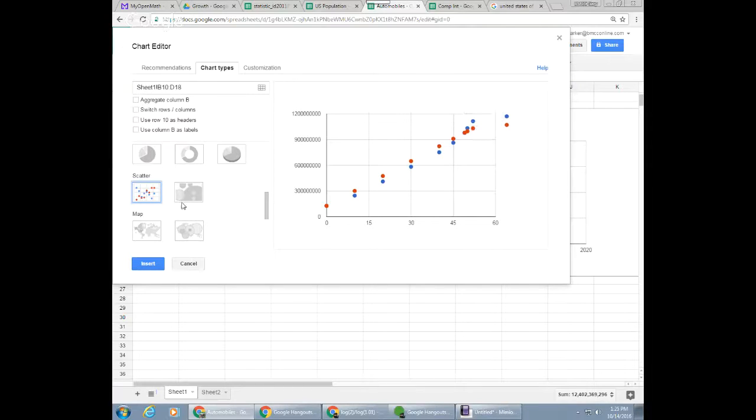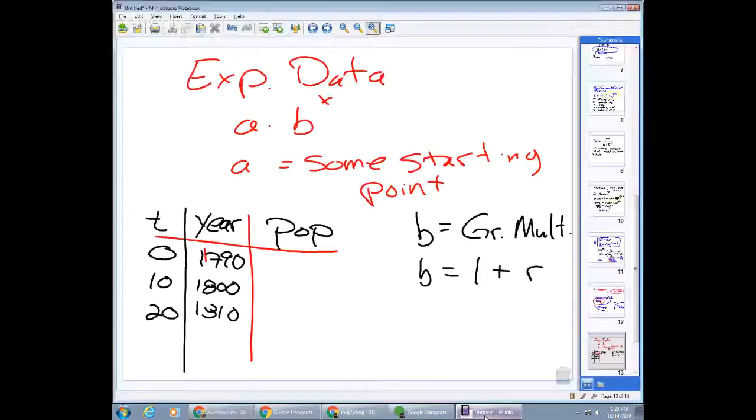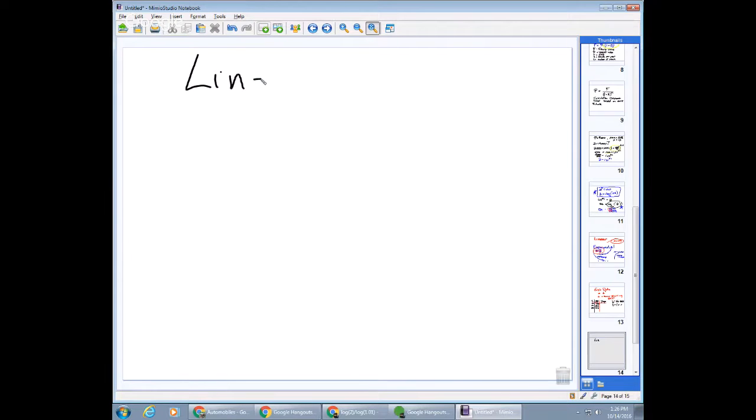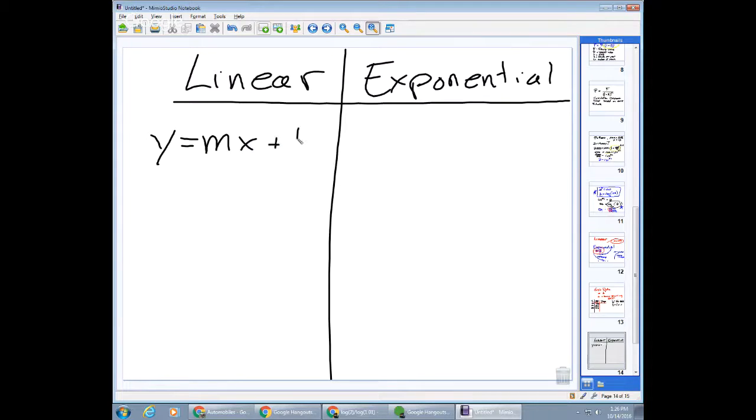All right, so quick review. Back to the notebook. So your job, again, is to go search for some data that's either linear or exponential. The data is most likely going to change over time, probably years, could be months. If it's linear, your model is going to look like y equals mx plus b. And so you have to have a slope and a starting value.